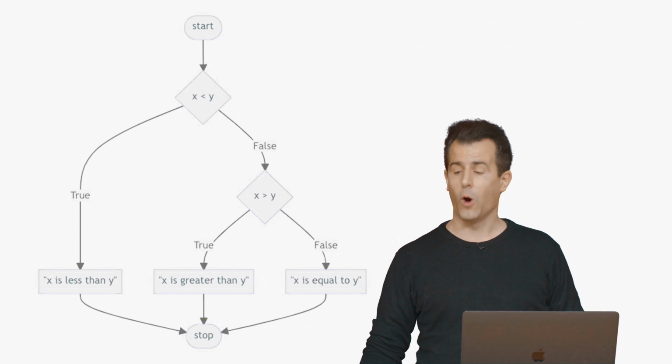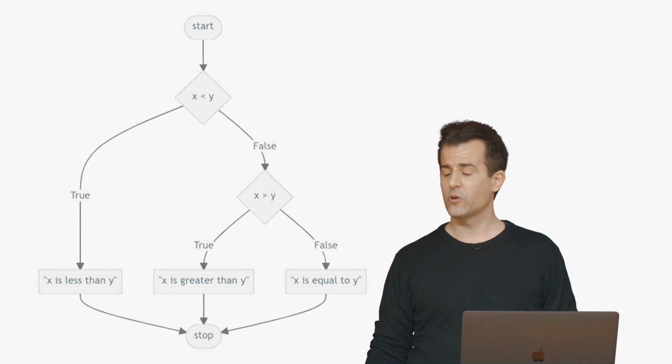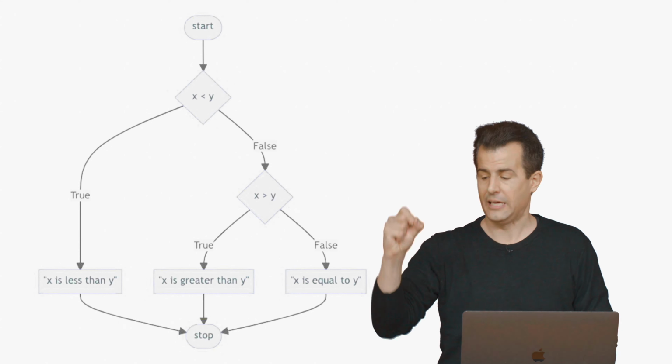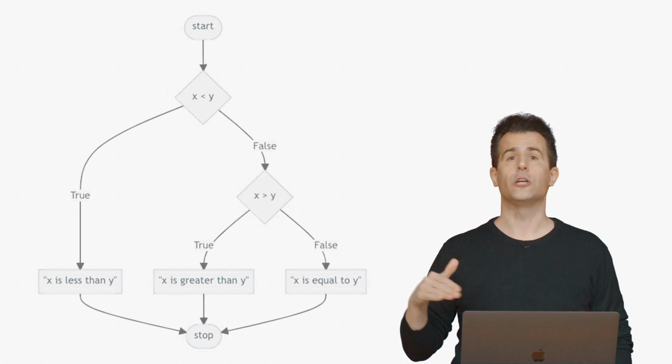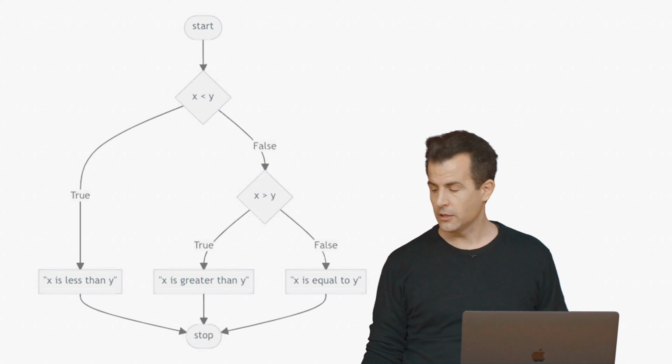We can print x is greater than y and stop. Else, if it's not the case that x is greater than y, the answer is false, we can just immediately, logically say x is equal to y. We don't have to add the third question at all. We can just immediately conclude there.